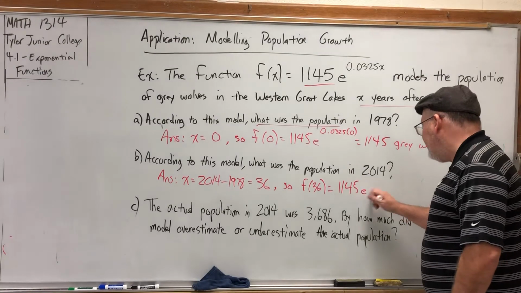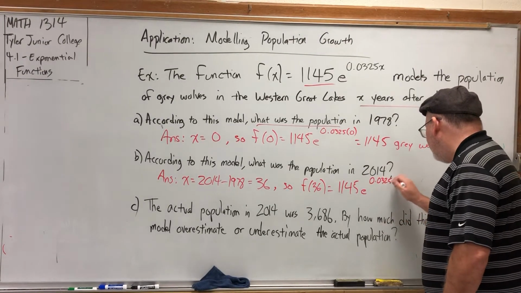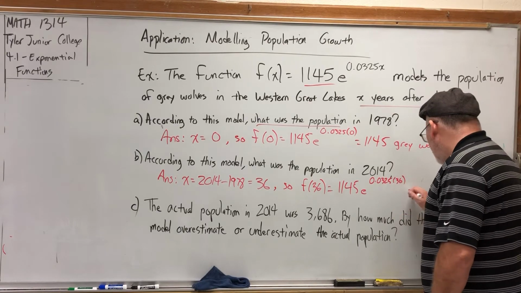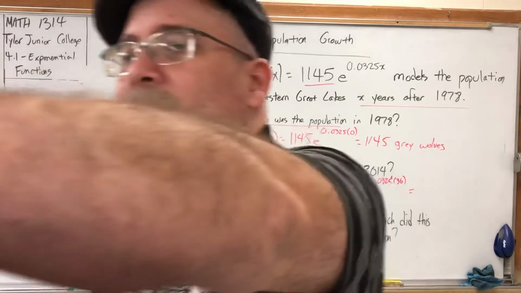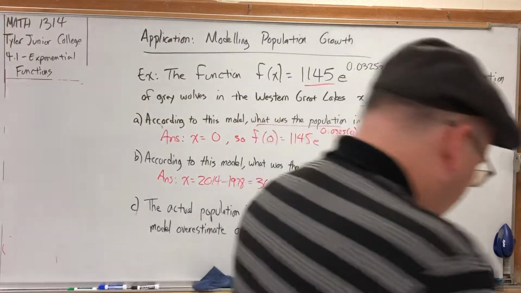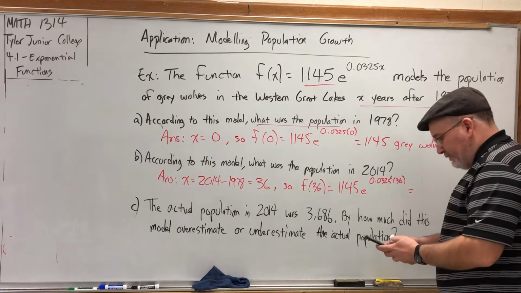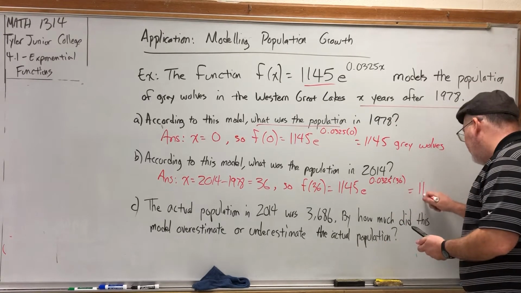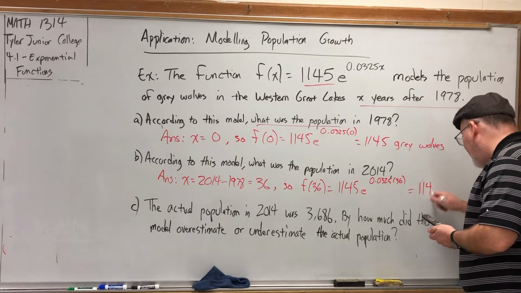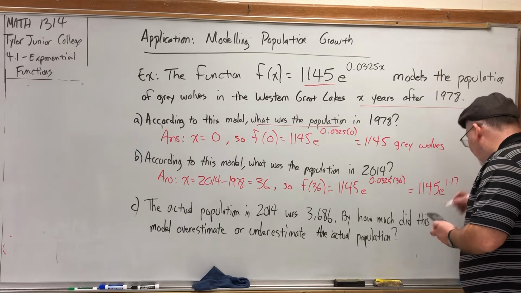1,145 times e to the 0.0325 times 36. Let's go ahead and multiply those two numbers. Grab a calculator here. All right, 0.0325 times 36 is equal to 1.17. So this is 1,145 times e to the 1.17.